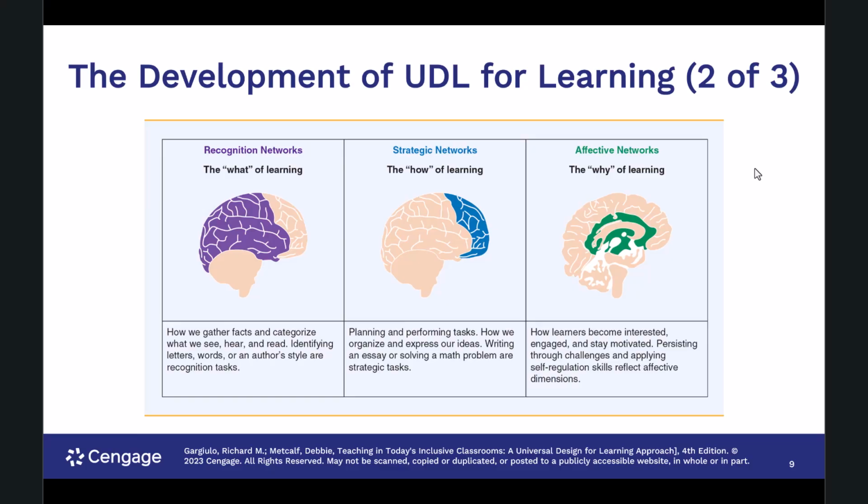Persisting through challenges and applying those self-regulation skills reflect effective dimensions. And we see that we're working more on that, especially with our COVID kids, about how to apply that grit and how to make sure that they learn that resiliency.